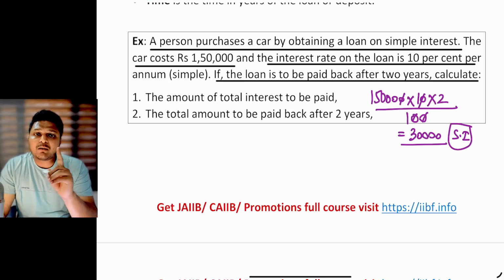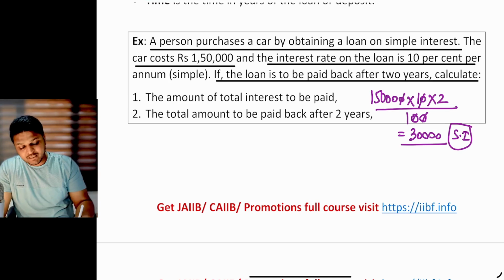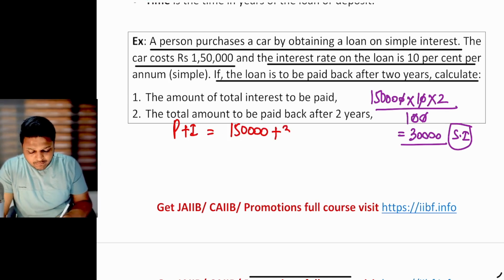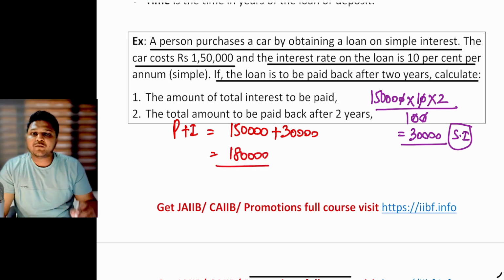But what is the total amount that is to be paid back? It is principal plus interest is the total amount which is to be paid back. So that will be equivalent to 1,50,000, that is the principal amount, plus 30,000 of the interest. So it is 1,80,000 rupees which is to be paid back to the lender, right?